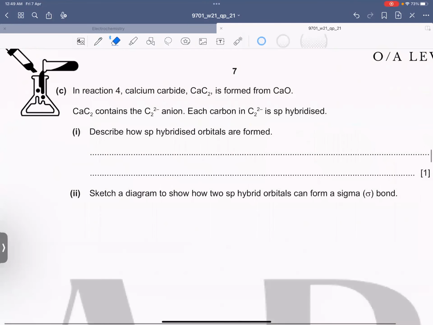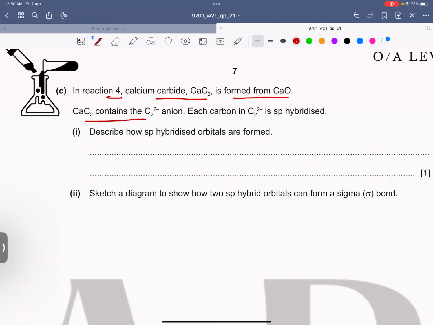Okay, now C part. In reaction 4, calcium carbide CaC2 is formed from CaO. CaC2 contains the C2 2- anion. Each carbon in the C2 ion is sp hybridized. Describe how sp hybridized orbitals are formed.